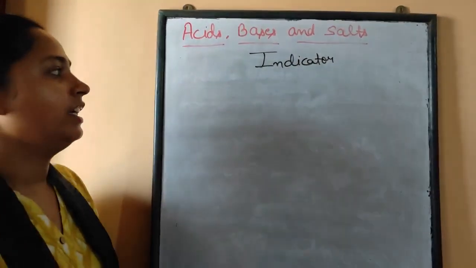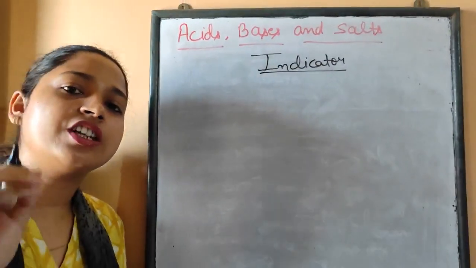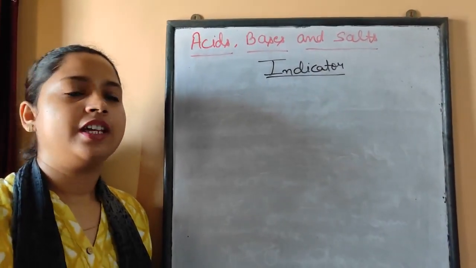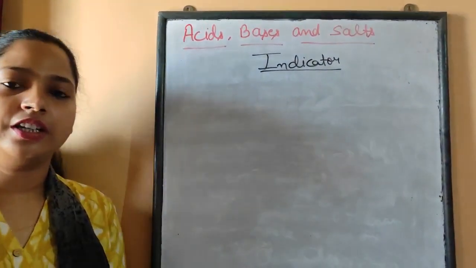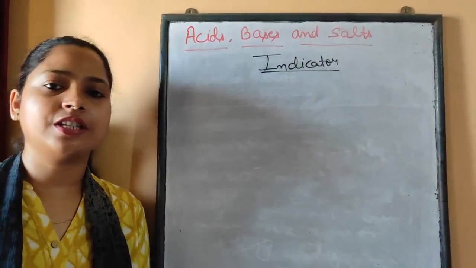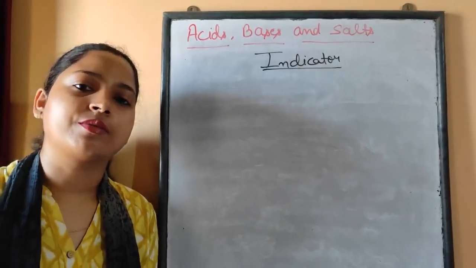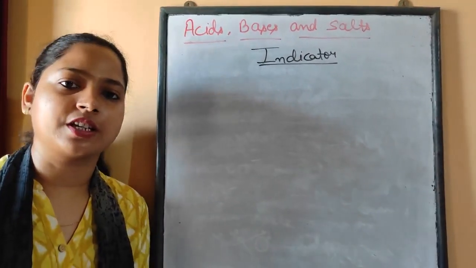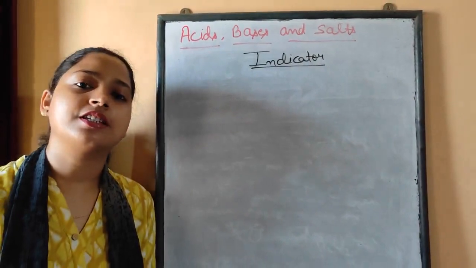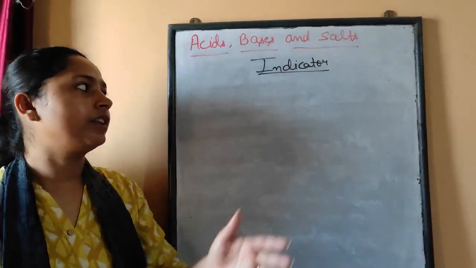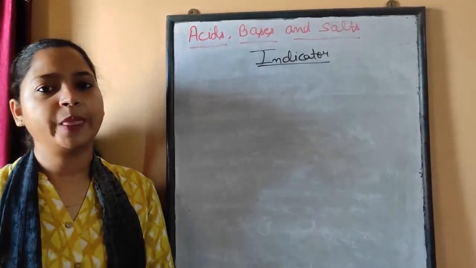Now what is this indicator? Indicator means something which indicates something, right? So indicators are those substances which are used to decide whether the given substance is acid or base. We cannot touch every substance, we cannot taste every substance. So for the identification that the given substance is acid or base, we have this indicator which shows whether the given substance is acid or base.